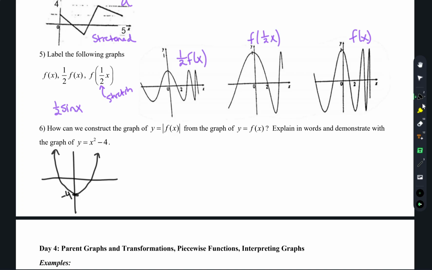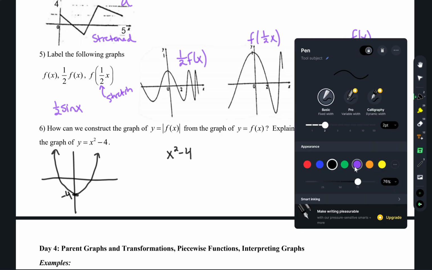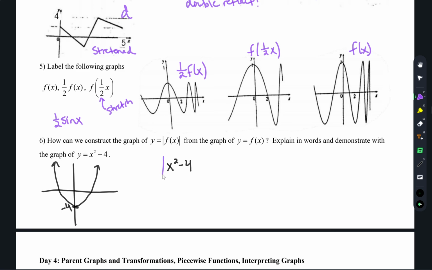Now, if I had to graph the absolute value, so this would be x minus 4. If I had to graph the absolute value of it, okay, think about what absolute values do. Think like absolute value of 4 is what? 4. Absolute value of 10. Then absolute value of -3. Positive, right? So the positive ones are going to be fine.